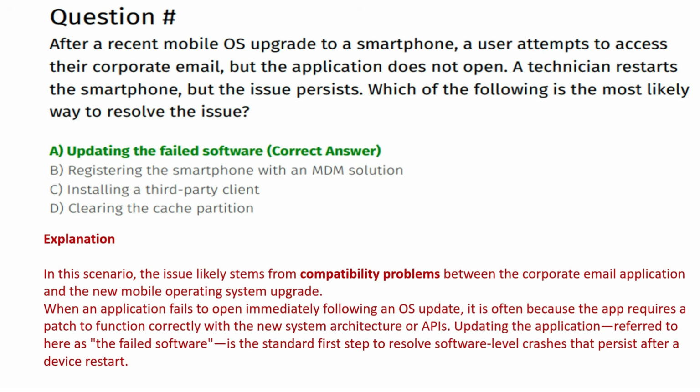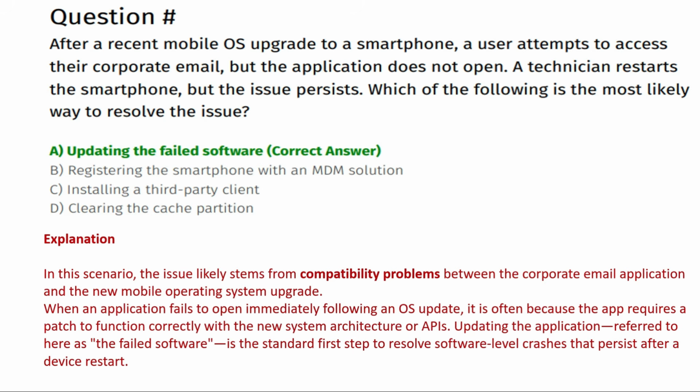The next question is, after a recent mobile operating system upgrade to a smartphone, a user attempts to access their corporate email, but the application does not open. A technician restarts the smartphone, but the issue persists. So which of the following is the most likely way to resolve the issue? Option A, updating the failed software. Option B, registering the smartphone with an MDM solution. Option C, installing a third-party client. Option D, clearing the cache partition. And the correct answer for this question is option A, updating the failed software.